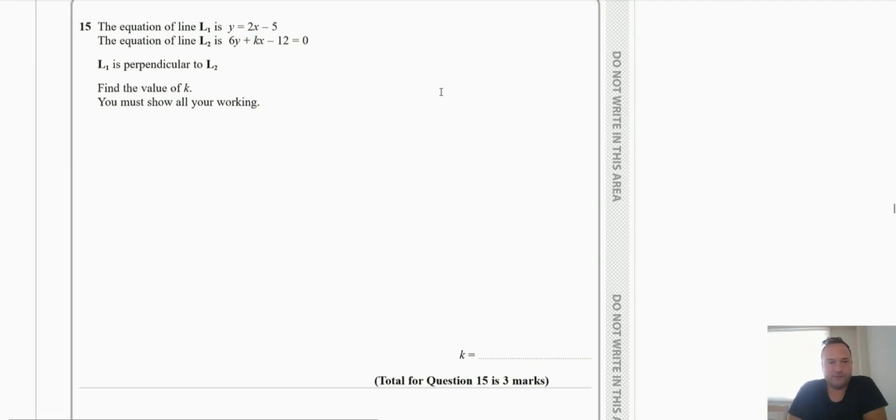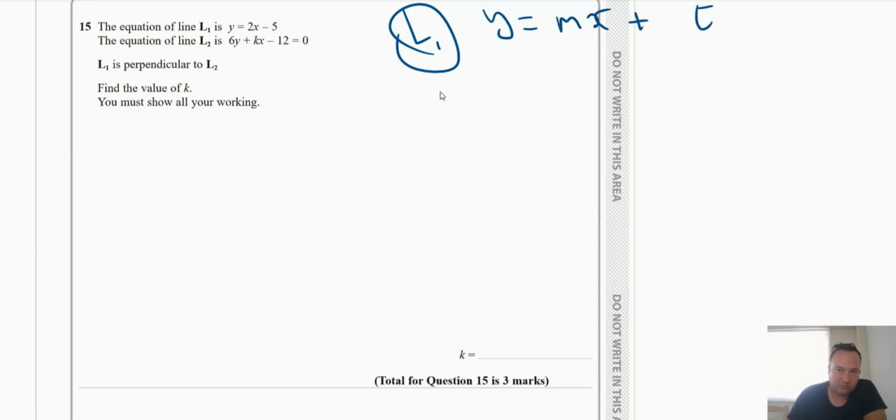So the first thing that we want to do is make sure that both of these equations are represented in the form of y equals mx plus c. That's really, really important. So, first of all, we've got L1. It's already in the form of y equals mx plus c, isn't it? So we can see already that for L1, the gradient is equal to 2, and the y-intercept is equal to minus 5. Okay, so m equals 2, c equals minus 5, dead easy.